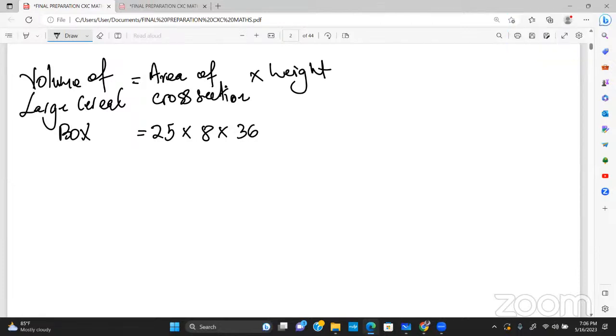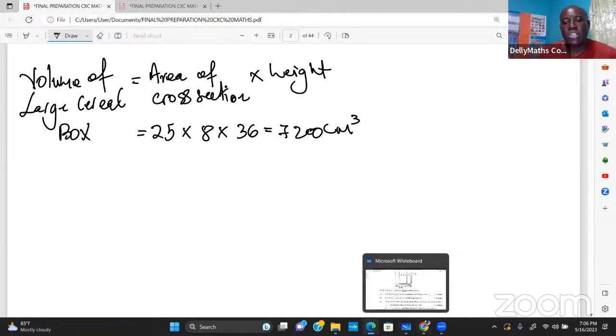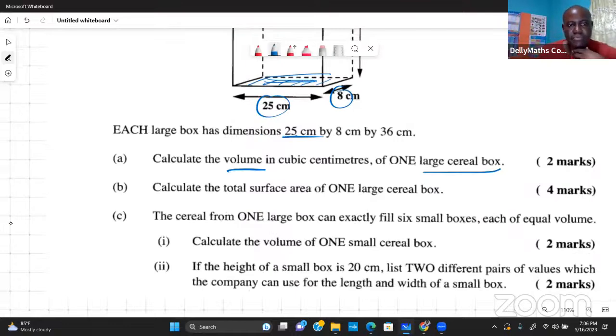7,200. So this is actually the volume of that large cereal box. Question 1 down, very straightforward. So we have that question 1 down very easily.